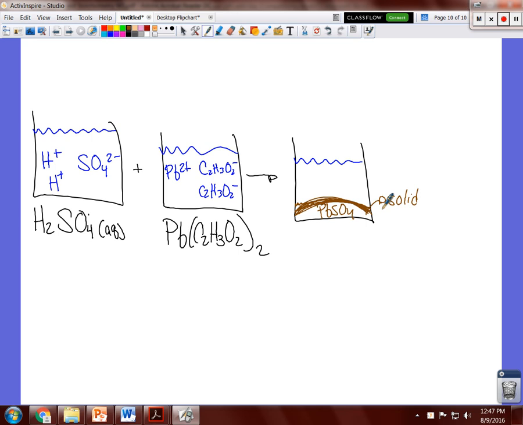Is there still anything out there floating around? What? Hydrogen ions and C2H3O2 minus.